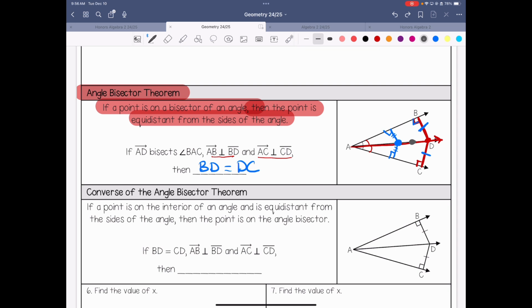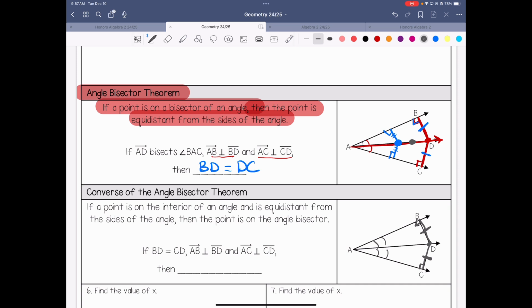Okay? Now, the converse of it, and we're just going to talk about the converse. Don't need to write the converse down at all. The converse just says if there's a point on a line, and when you draw the perpendicular distance to the sides, that distance is congruent, then it's an angle bisector. Then these two angles are congruent to each other. Just the converse of it. Okay, the converse of that one is more confusing than anything.